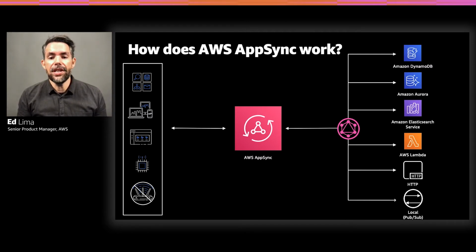You can also use HTTP resolvers to connect directly to other AWS services, such as Step Functions or EventBridge, via the regional endpoints, which means it can be used as a GraphQL facade to any AWS service. It's also possible to use local resolvers. Think of it as a pub/sub channel where data is not persisted.